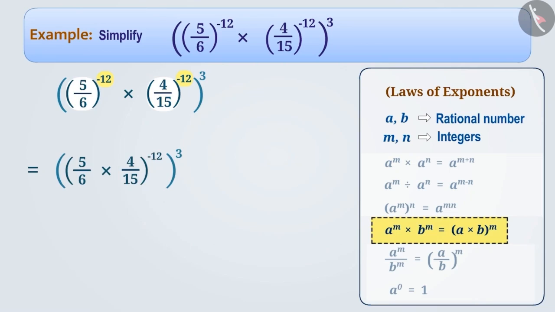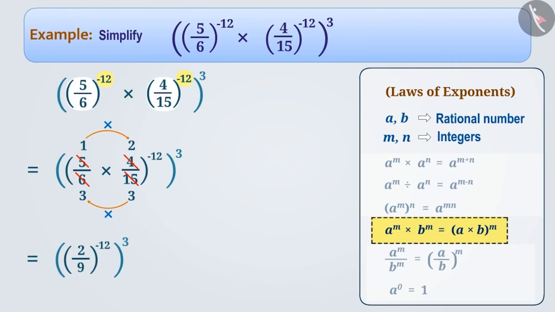Now if we simplify the multiplication given in the brackets, we will divide 15 by 5 so that instead of 15, we get the number 3. Similarly, we divide 4 and 6 by 2, we get 2 instead of 4 and 3 instead of 6. Then we will find the result of multiplication. We will multiply the numerator, which will come 2, and similarly we will multiply the denominator, which will come 9. In this way, multiplication will result in 2 upon 9. In this way, the given question will become (2/9)^-12 whole to the power 3.